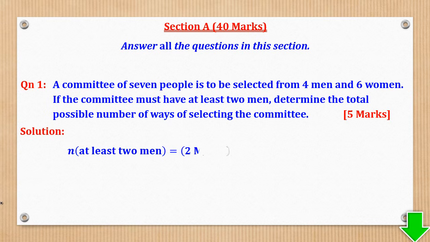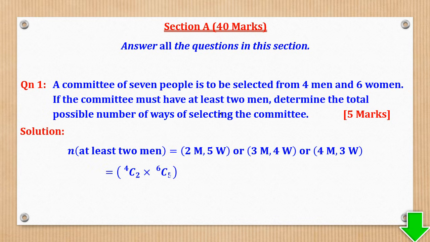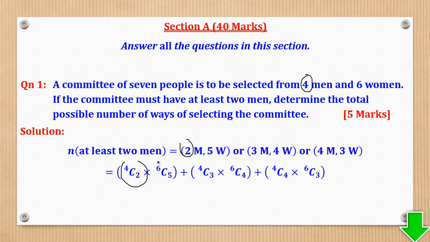So I shall say, at least 2 men means 2 men and 5 women, or 3 men and 4 women, or 4 men and 3 women. In combination, it means that out of the 4 men, you need 2. That's why you get 4 combination 2. Then out of the 6, you need 5 women.